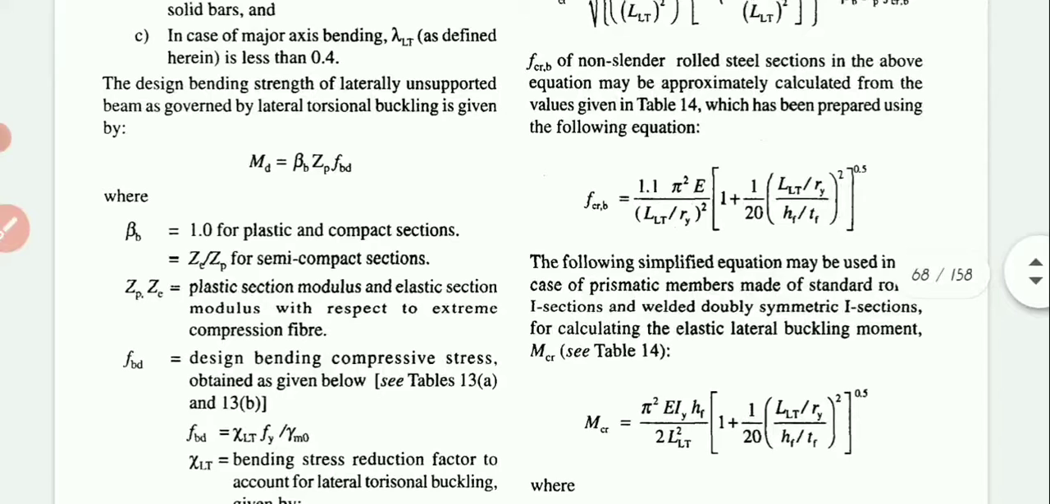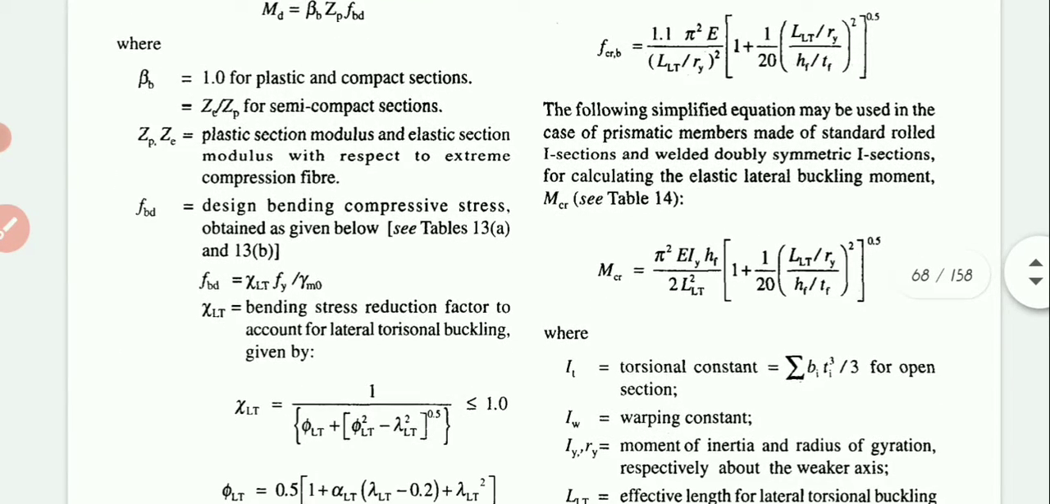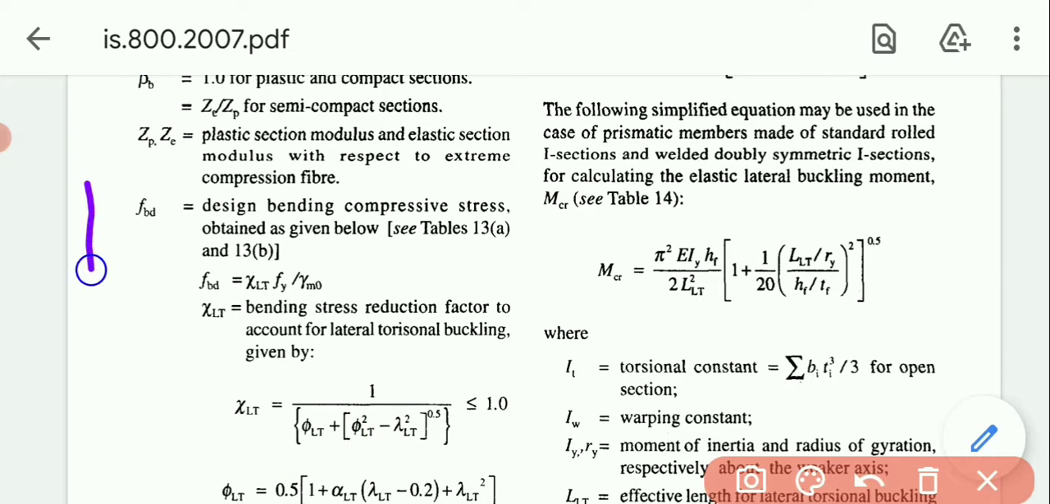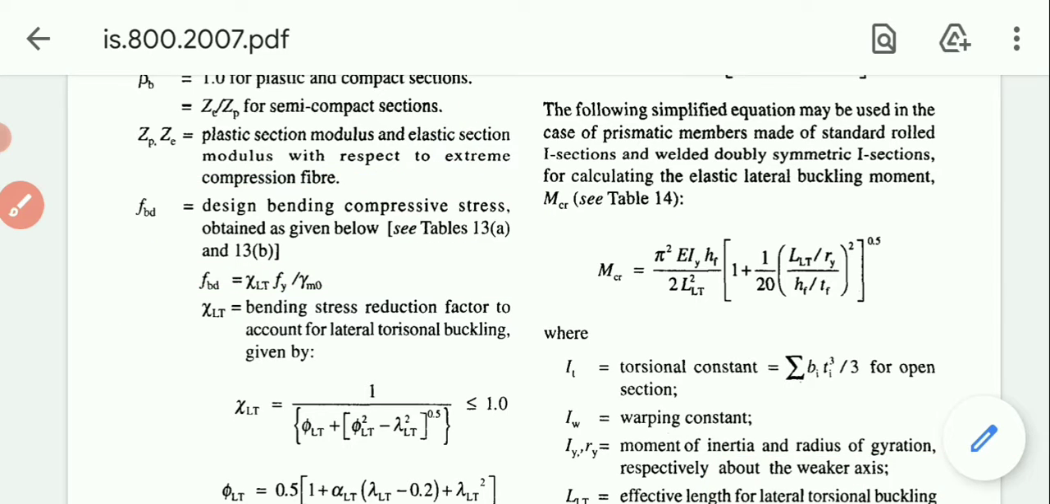First of all, the unknown is fbd, which is given in this clause. We can calculate fbd, the design bending compressive strength, as given below. See table 13a and 13b. Either we can use this method: from the table, by interpolation, we will get the value of fbd.